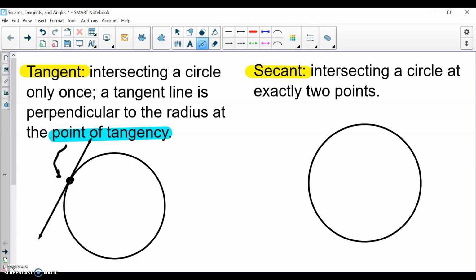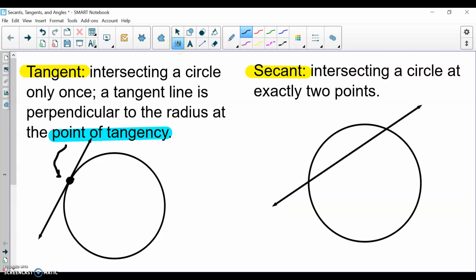A secant ray or line intersects a circle at exactly 2 points. So I can draw an example of a secant line there, where we notice that it crosses or intersects our circle at those 2 points. So knowing the difference between a tangent line and a secant line is very important. Touches the circle once or touches the circle twice.